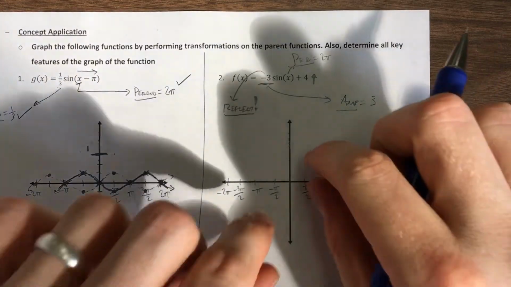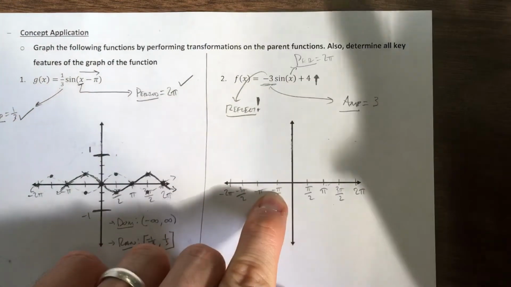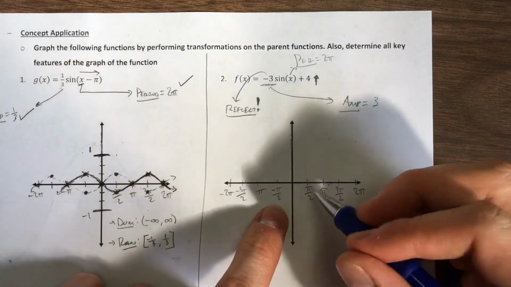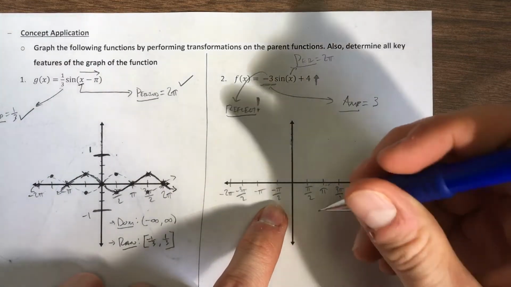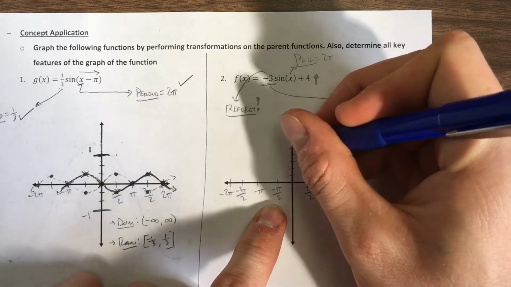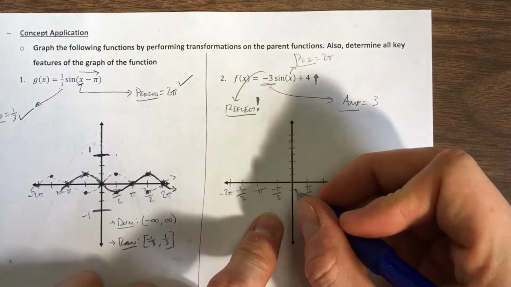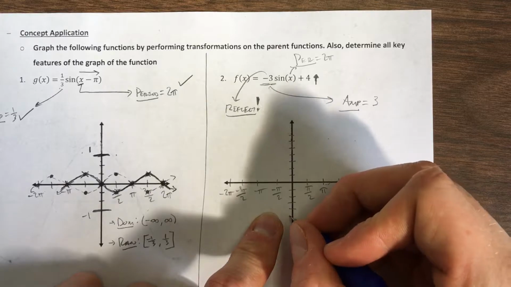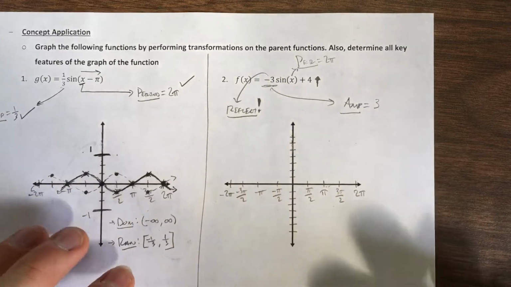Our amplitude is 3, which means we're going to stretch our function out by 3, but we also need to move up 4. So because our amplitude is going to be 3 and move up 4, we need to go up to at least 7. 1, 2, 3, 4, 5, 6, 7.